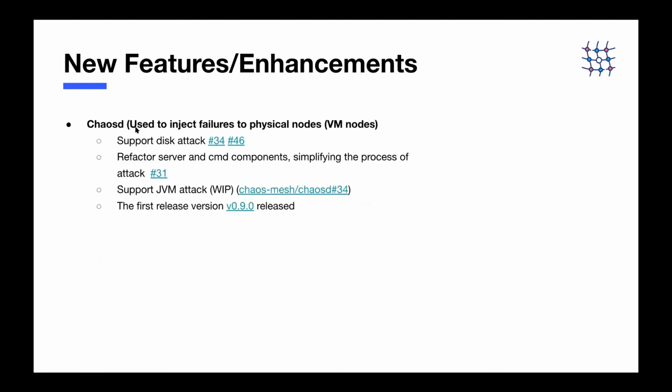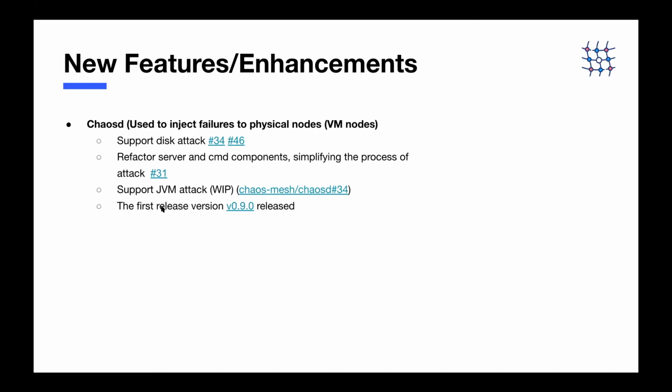Okay. Next is about chaos-D. Chaos-D is a single component to inject failures into a physical node or VM node. And in this month, we support disk attacks. You can use chaos-D to simulate some disk failures, or to simulate write or read pressure on your specific disk. Also, we refactored the server and the command components of chaos-D. This refactor is very good, makes our logic clearer, and makes it easier to add new chaos.